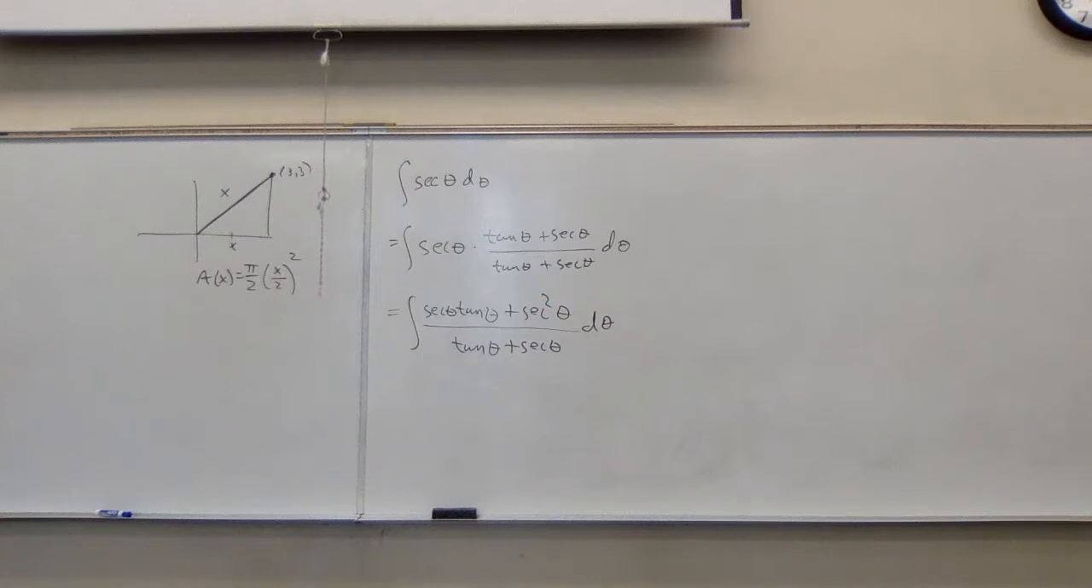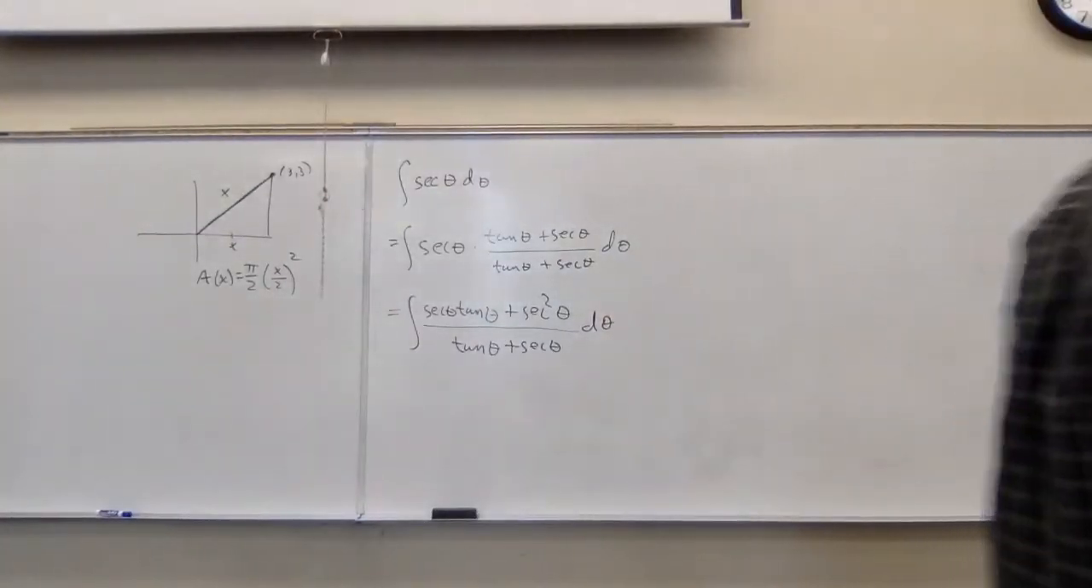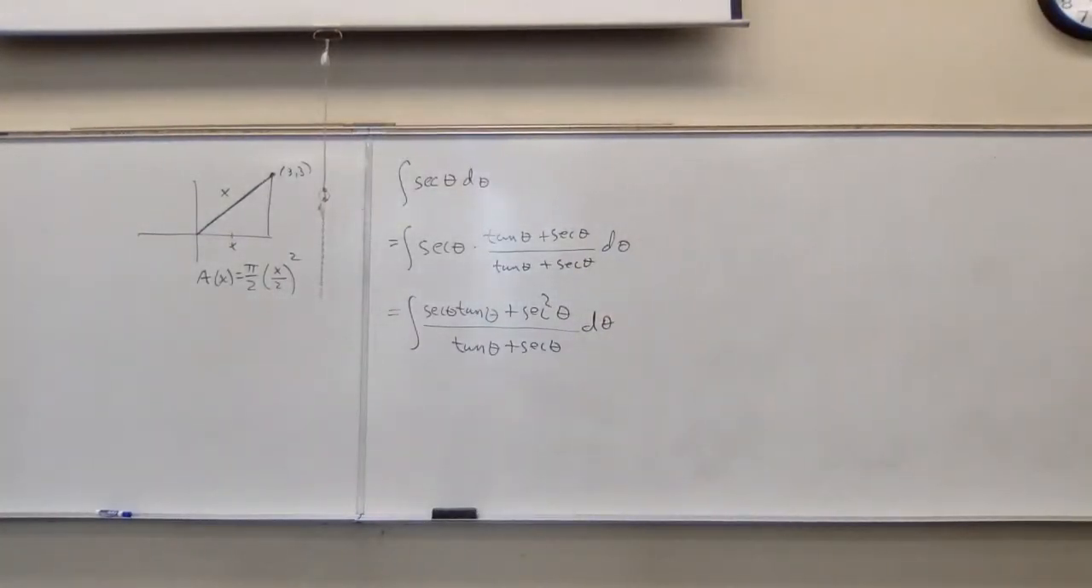So why does that help? Yes, Noah. You have a secant squared theta now? Correct. That's crucial. I'm not sure that tells me the antiderivative, but it's an important step. What else? Who sees?